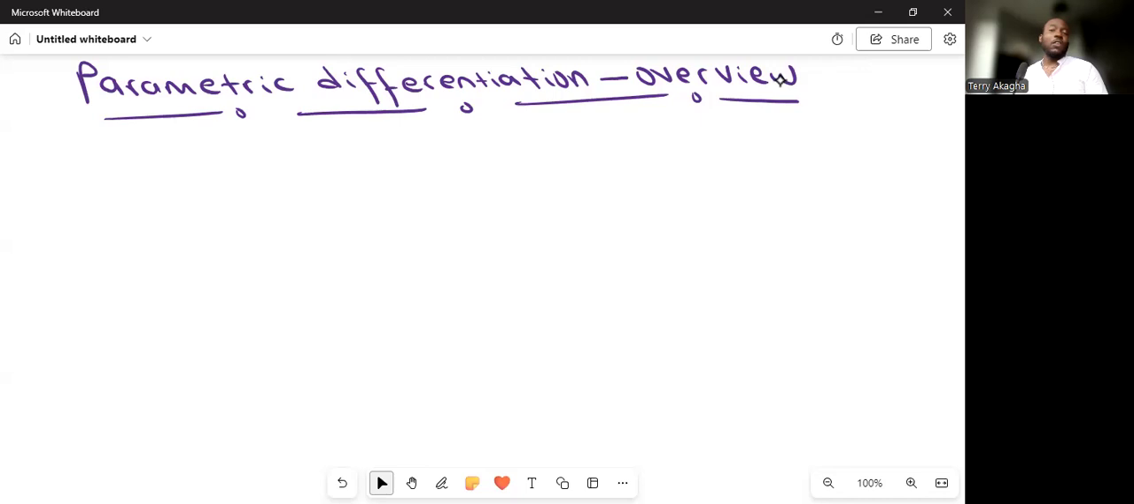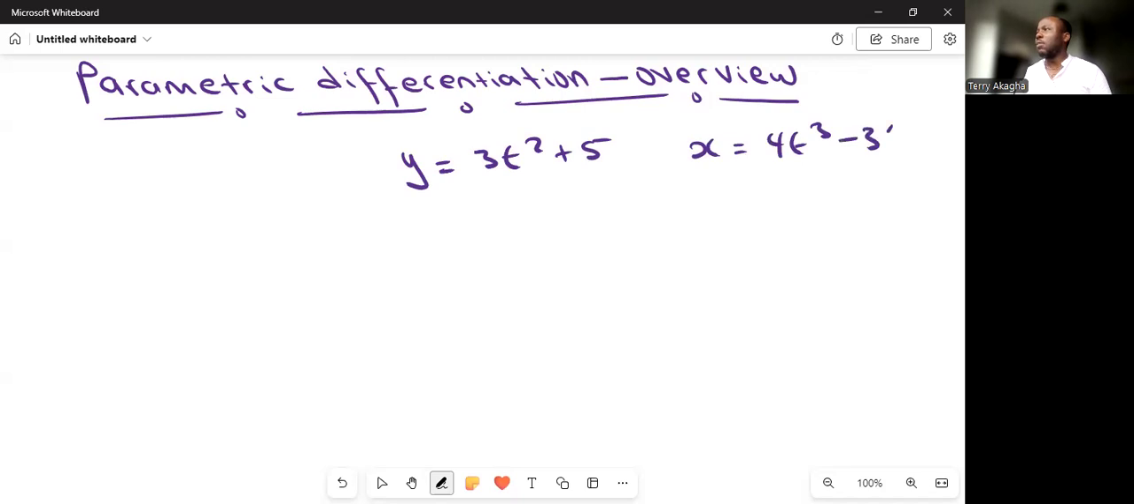So as discussed in the previous video, there are 2 expressions for x and y described in terms of a third variable, and this is called a parametric equation. For instance, if you have y is equal to 3t squared plus 5, and you have x is equal to 4t cubed minus 3t, you can see both y and x are described in terms of the third variable, t. So t here is called a parameter.